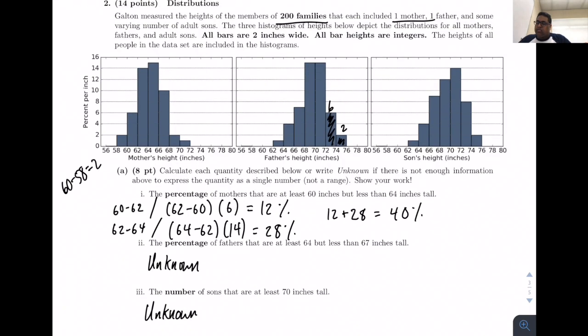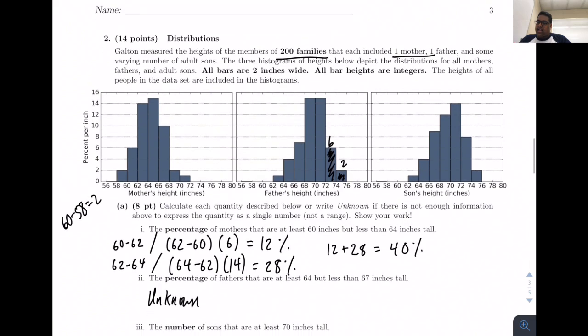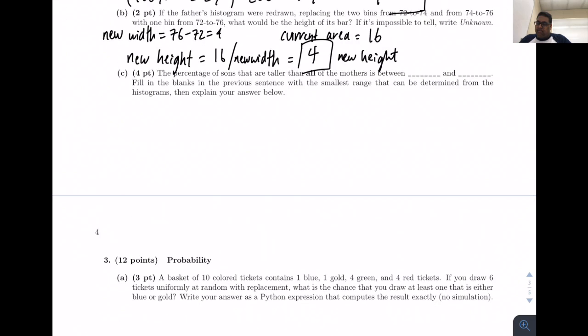Again, what we did was we said, okay, since we're going to be spanning the same bin range, the area of the bars must be equal. So the area of the two current bars we have must be equal to the area of the one new bar that we're adding in. And that's exactly what we did.